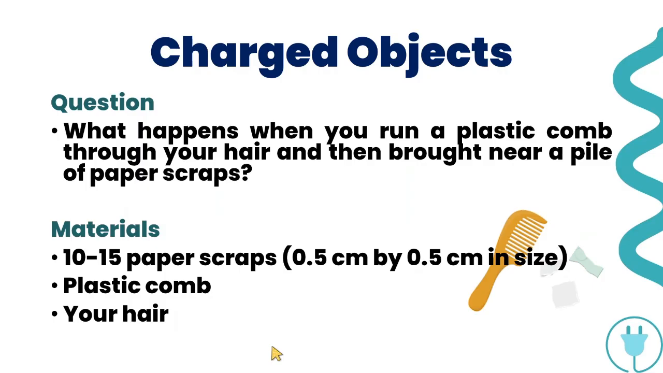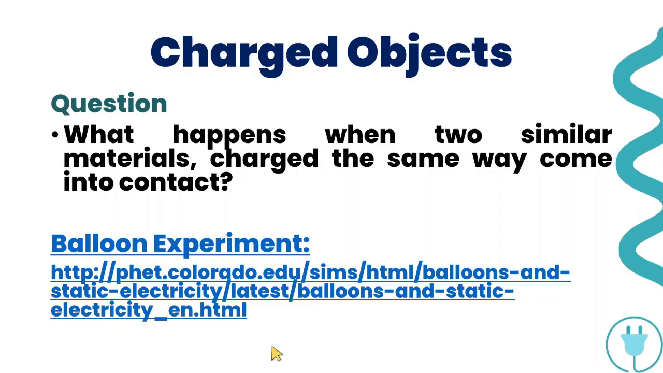So what happens when you run a plastic comb through your hair and then bring it near a pile of paper scraps? I want you to get 10 to 15 paper scraps, approximately 0.5 by 0.5 centimeters in size, a plastic comb and your hair. I want you to comb your hair for about 5 to 10 minutes, and after that, bring the comb closer to the paper scraps and observe what happens when two similar materials charged the same way come into contact.